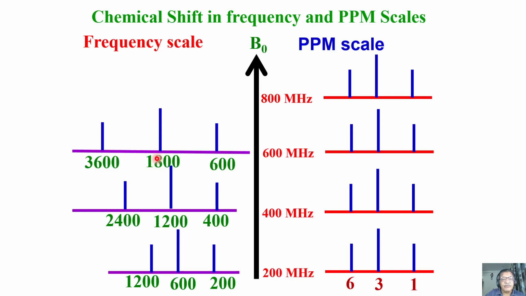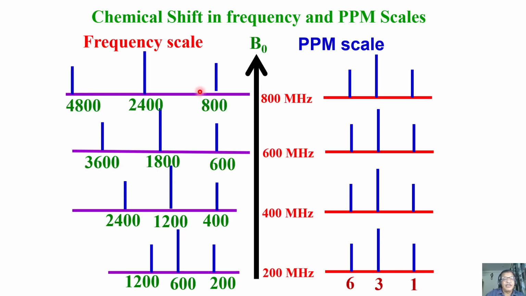Go further. Same logic. At 600 megahertz, it is 600 hertz for 1 ppm, 1800 for 3 ppm, and 3600 hertz for 6 ppm. The spread is even better now. Go to 800 megahertz. You see, 800 is 1 ppm, 2400 hertz is 3 ppm, 4800 is 6 ppm. Now what is happening? The spectral dispersion becomes better and better. So when you express in the frequency scale, you will get better dispersion of the spectrum. Remember this point. I hope you understood this.